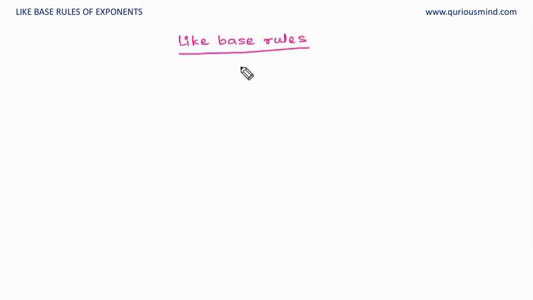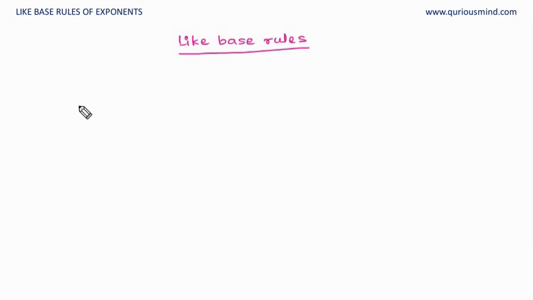Like base means the base of the two exponents on which we are doing the operation is the same. For example, we have an exponent a raised to 2 and we have an exponent a raised to 3. If you see here, the base of the exponents is the same. The power is different, but the base is the same. So in such cases, how do we multiply these exponents, or how do we divide these exponents? This is what we are going to look at in this video.